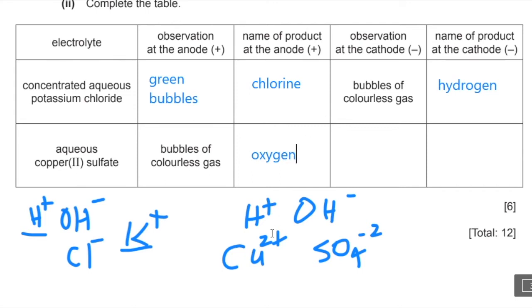Then the cathode would attract the positive ions, and since the more reactive of the two remains behind, that would be hydrogen, which is more reactive than copper. So copper is deposited at the negative electrode, so you'd see a brown solid forming at the cathode. The name of the product would be copper, of course.